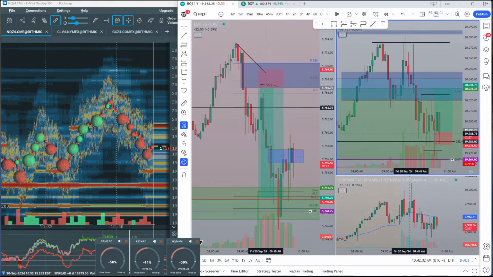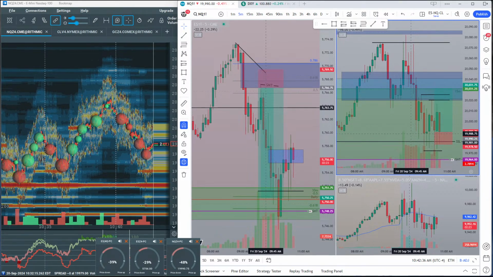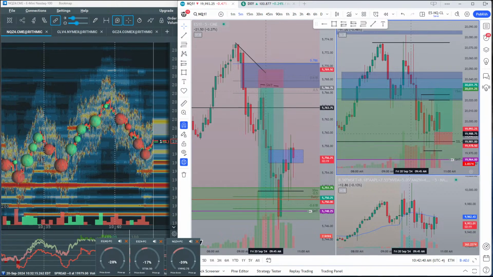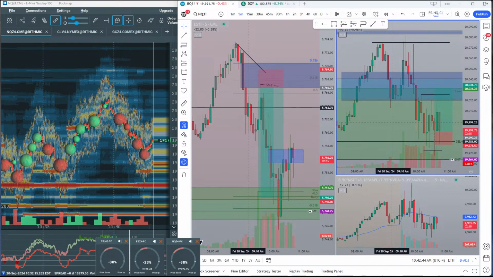I'm still in these longs. Don't want to get out yet. Buyers keep stepping in at 19,981. So it's like I don't want to stop out where buyers step in. I'd rather get in where buyers step in.